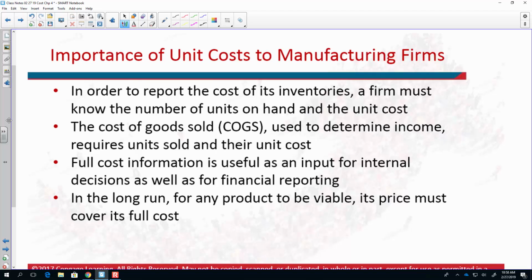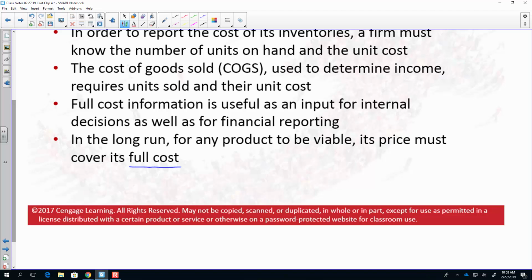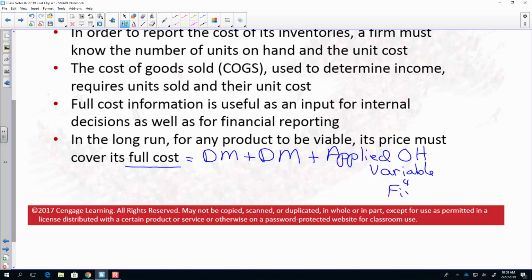It just talks again of the importance of unit cost. And when they talk about full cost here, they mean the three. And I'm going to start using now, instead of overhead, applied overhead. Applied overhead is our third component. And remember that with overhead, it includes both variable and fixed costs.